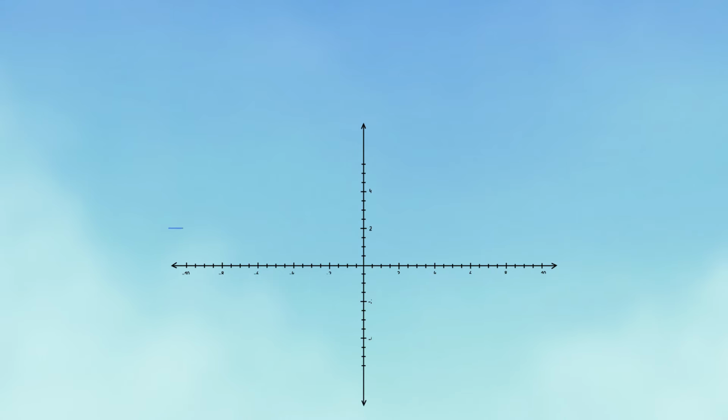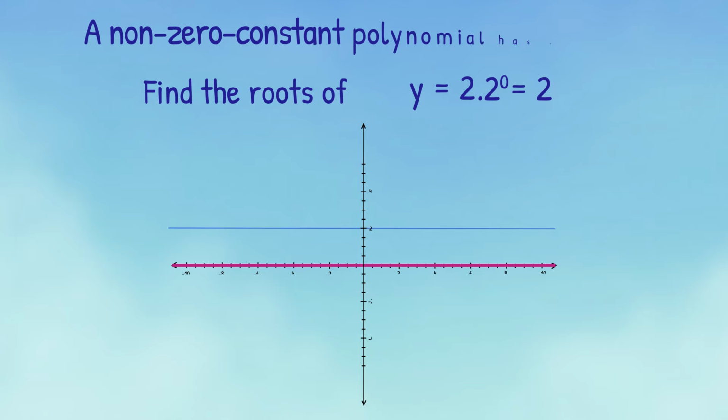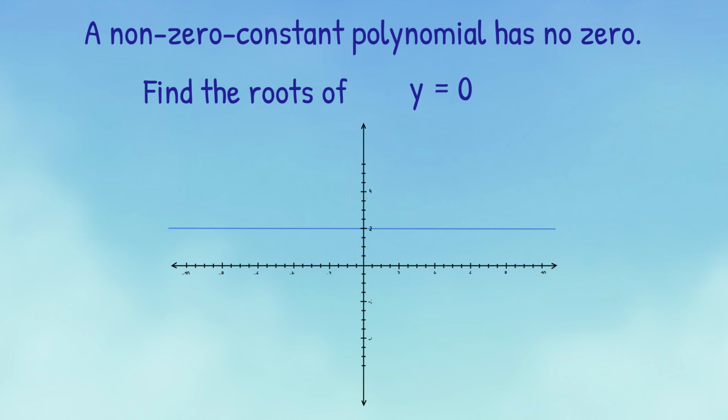In case you're wondering, how many zeros does a constant polynomial like y equals 2 times x raised to the power 0 have? Always remember that such a polynomial has no zeros at all, because replacing x by any number in 2 times x raised to the power 0 still gives us 2. In general, a non-zero constant polynomial has no zero. On the contrary, the zero polynomial has an infinite number of zeros. No matter which real number you plug into a zero polynomial, the result will always be 0.